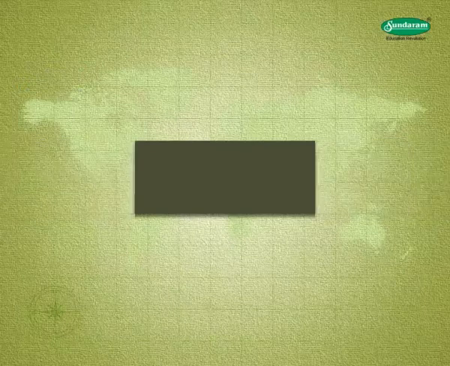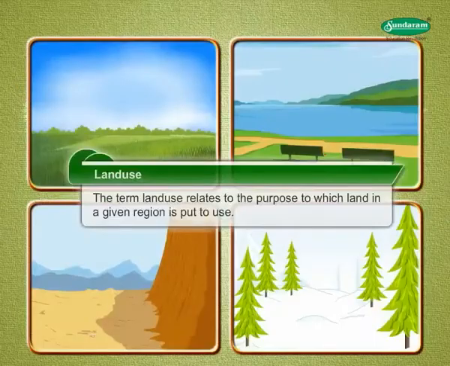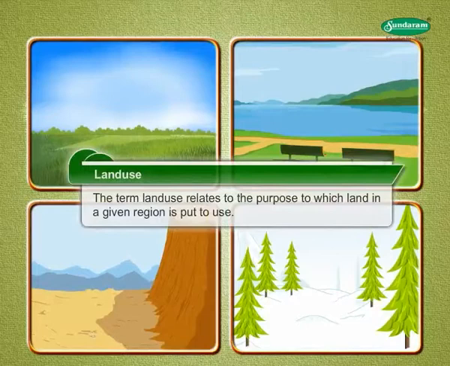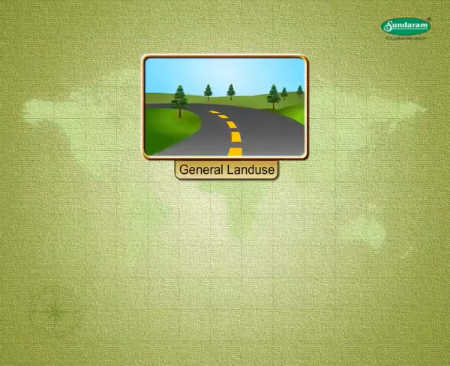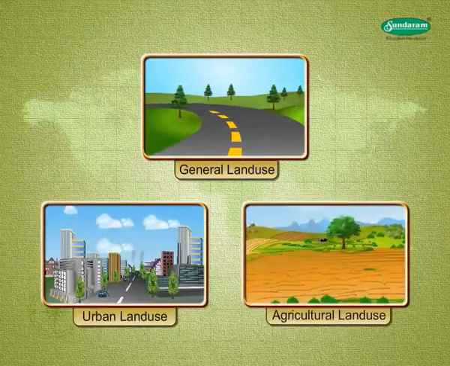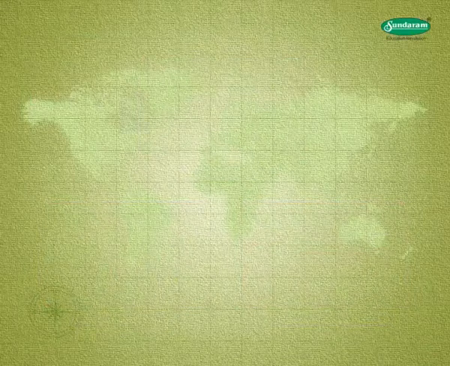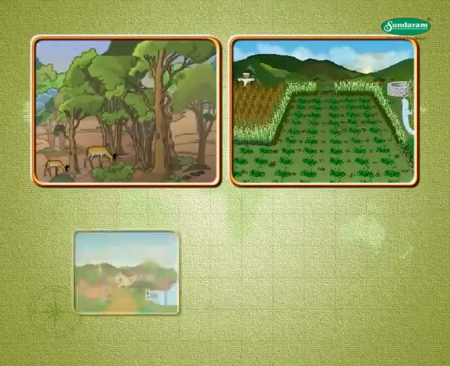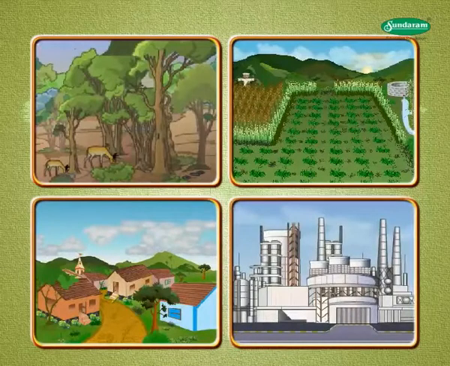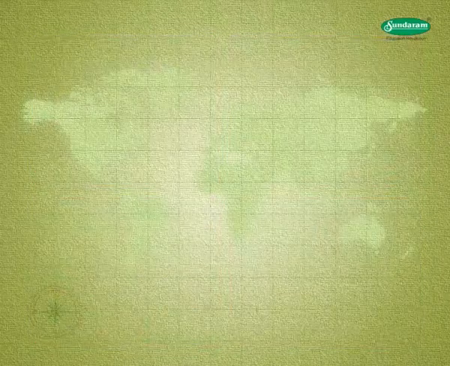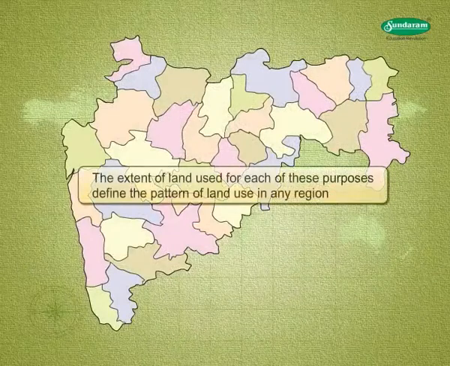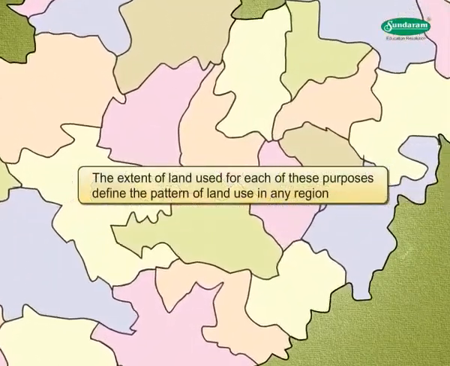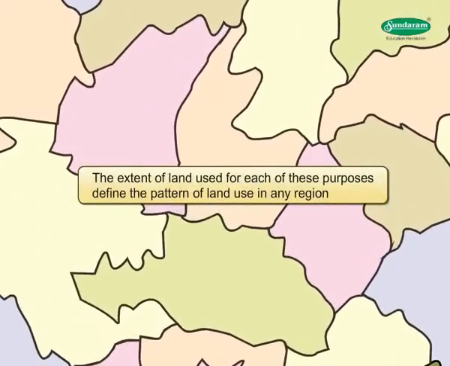Land use. The term land use relates to the purpose to which land in a given region is put to use. We can have general land use, urban land use, agricultural land use, etc. Forest, agriculture, settlement, industrial estates, etc. are some of the purposes considered in general land use of a region. The use of land for these different purposes in a region and the extent of land used for each of these purposes define the pattern of land use in any region.